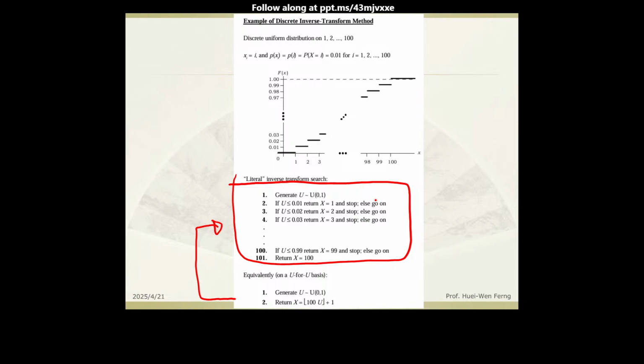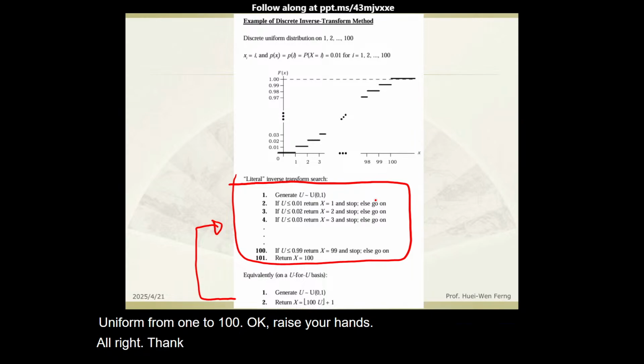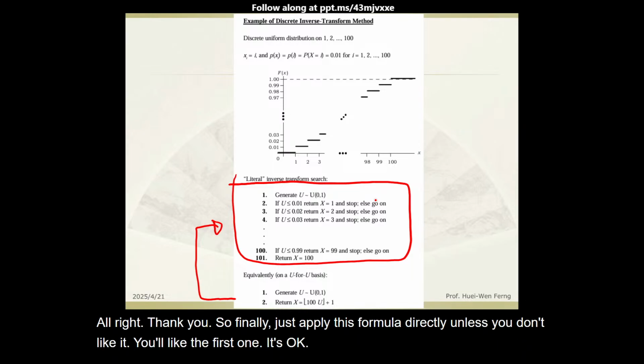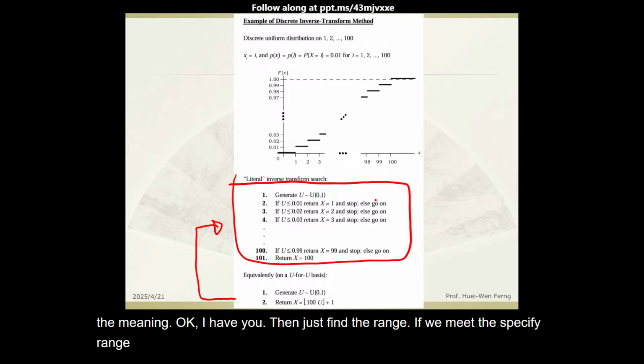So let me make sure about the final version. Uniform from 1 to 100. Okay, raise your hands. All right, thank you. So finally, just apply this formula directly. Unless you don't like it, you like the first one, it's okay, no problem. But the first one actually has the meaning: I have a U, then just find the range. If we meet the specified range, then we return the corresponding value.